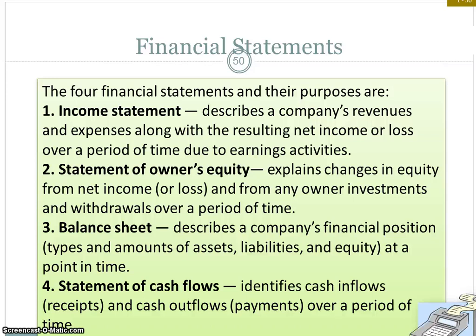Whereas number 3, the balance sheet, describes a company's financial position, like how much cash you have, how much equipment you have, how much money you owe, and it shows it at a point in time. Notice the difference. The income statement is over a period of time, whereas the balance sheet is at a certain point in time. And that point in time will be identified in the title of the balance sheet. It'll say, for instance, December 31 or June 30th.